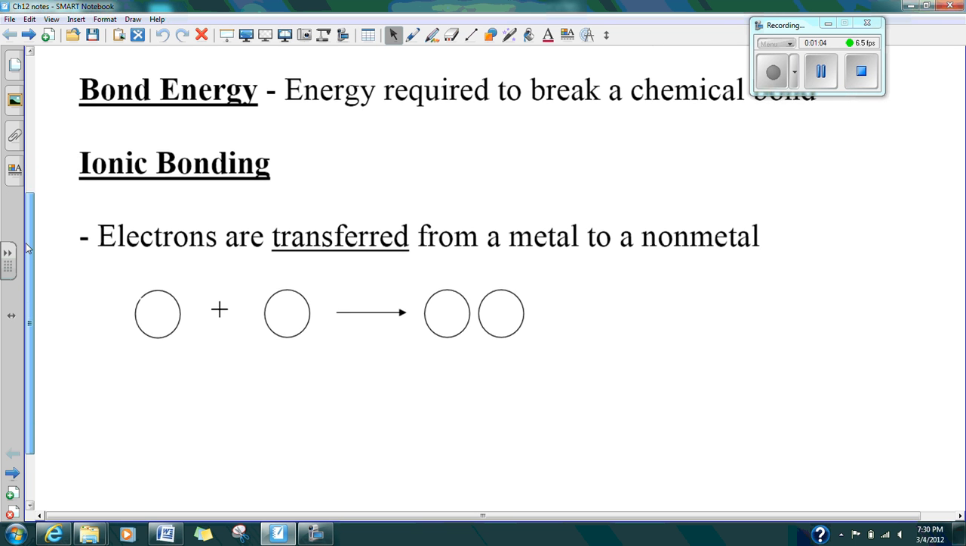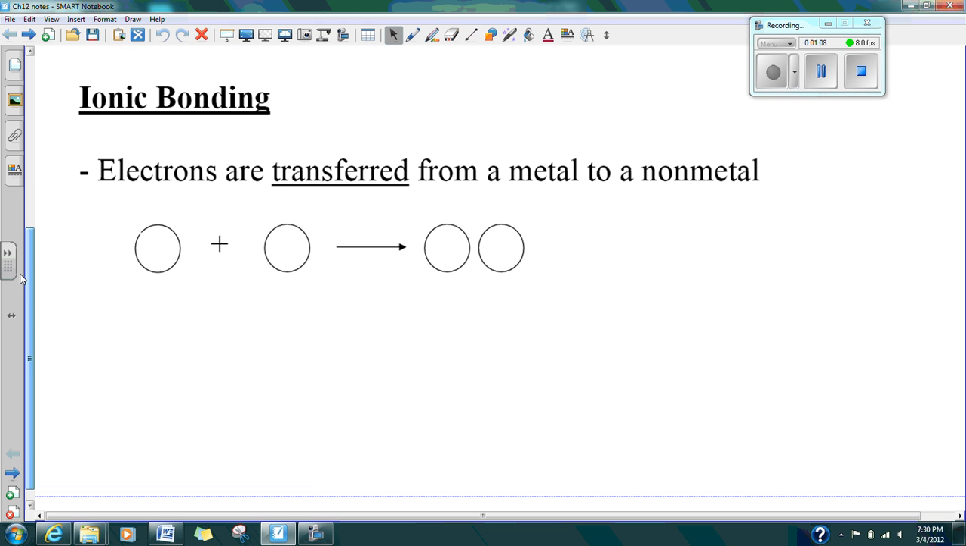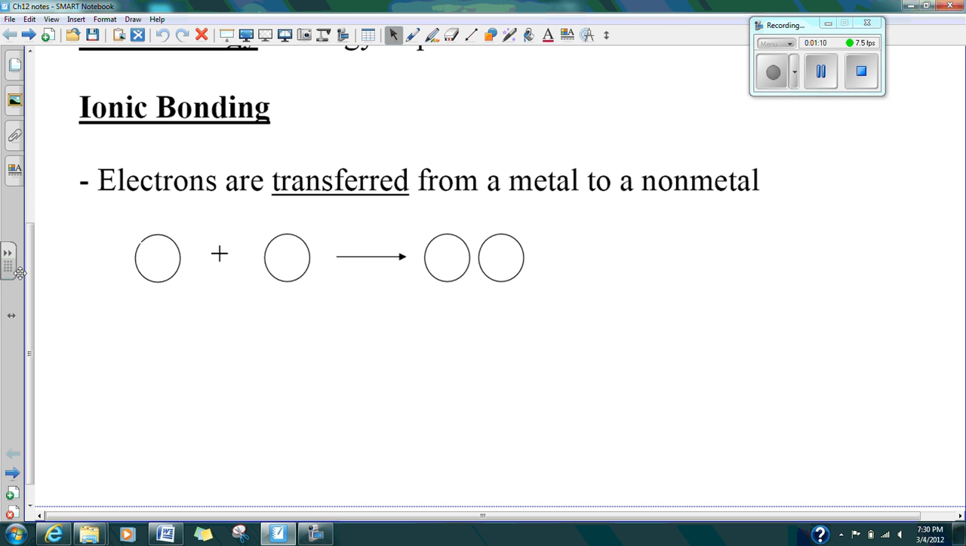So the first type of bonding that we're going to talk about today is ionic bonding. And I think you'll find that this is a pretty simple little concept to understand. And remember we talked about that all elements want to try to become like a noble gas. Remember, noble gases are very stable. And some will attain this configuration by going through ionic bonding. And what this is, electrons are transferred from a metal to a nonmetal.